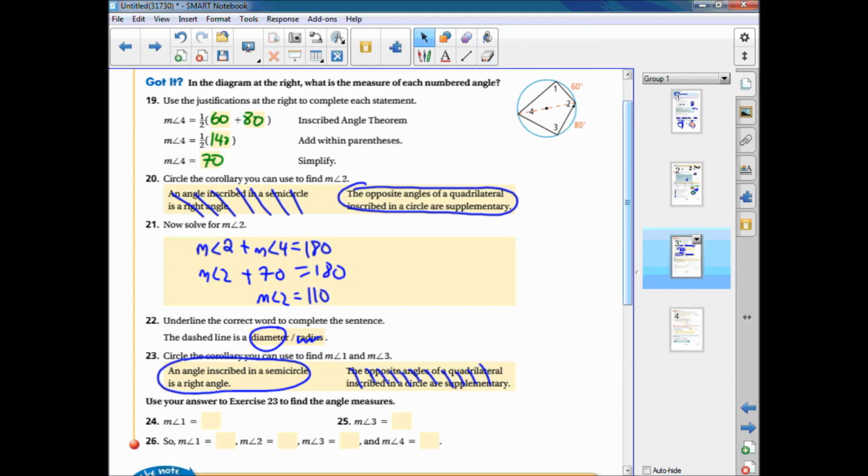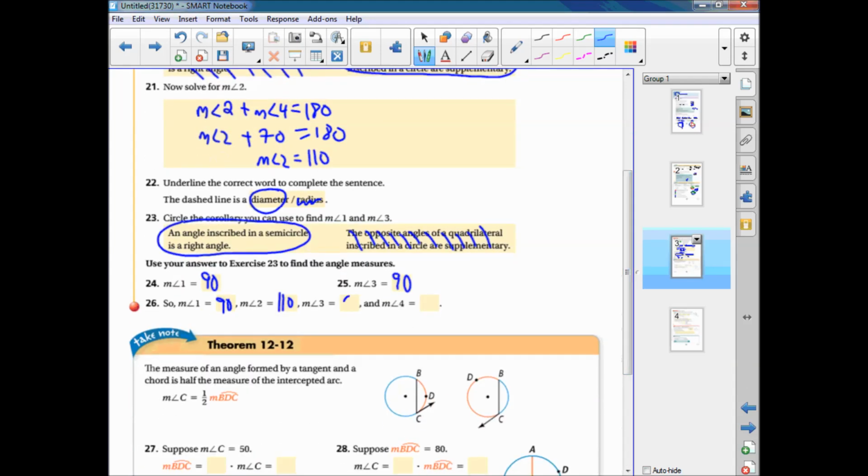Angle 1 here is inscribed where this arc is half of the circle, so 180. So since the arc is 180, angle 1 is going to be 90, and the same thing is going to happen with angle 3. So angle 1 will be 90, and angle 3 will be 90, okay? And that means I have all of my measures now. So 1 is 90, 2 was 110, 3 was 90, and 4 was 70.